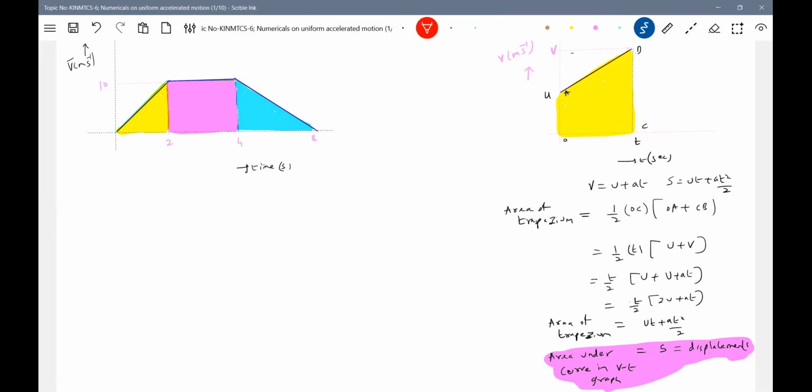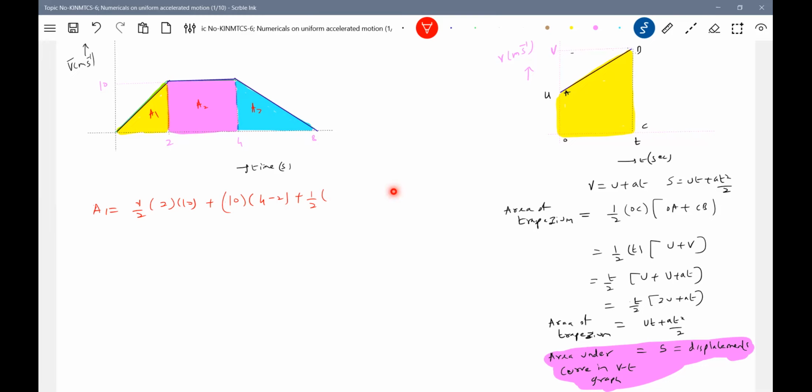So I will write, let me indicate this as A1, A2, A3. So what is A1? From the first, we'll calculate and see what we get. Area of this triangle, how much should it be equal to? Half into base into height. There's a base, no? 0 to 2. There's a height. Half into base into height, plus area of this rectangle. This should be equal to height into base, 4 minus 2. Then area of this triangle should be equal to half into height 10, 8 minus 4.